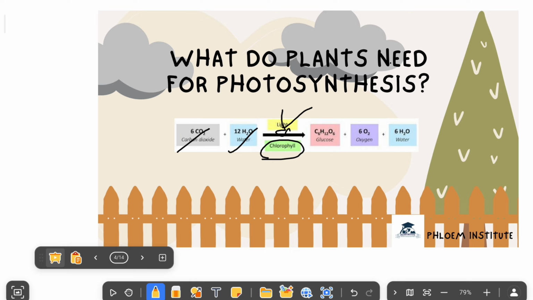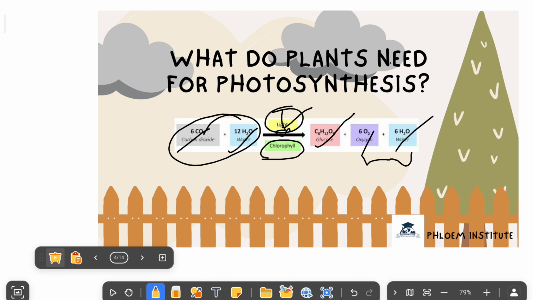Now by using these two raw materials and light energy for preparing their food, they will create glucose. Glucose is a type of carbohydrate, and we will get two byproducts. One is oxygen, another one is water. Okay, now let's see in detail.